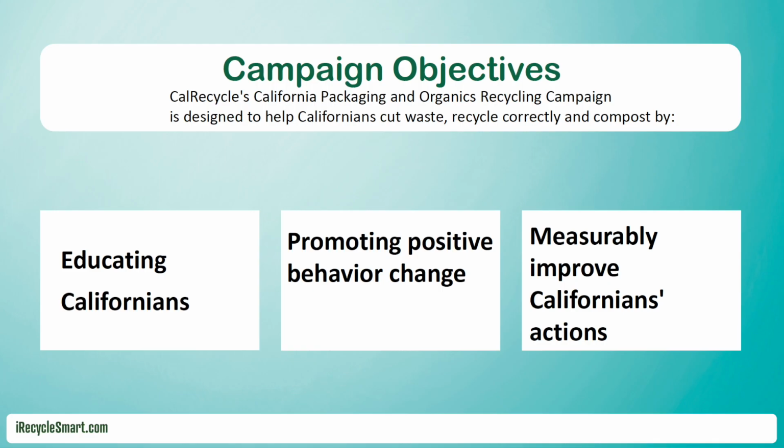If you've seen any of our other trainings, you've heard this before, but the campaign objectives were to cut waste, recycle correctly, and compost, which is really recycling food scraps, but has come to be called compost across the state. Those of us who have compost bins in our yards know that this is just a different way of using that phrase. So we are working to educate Californians, promote positive behavior change, and improve their actions to get people recycling smarter and more effectively.